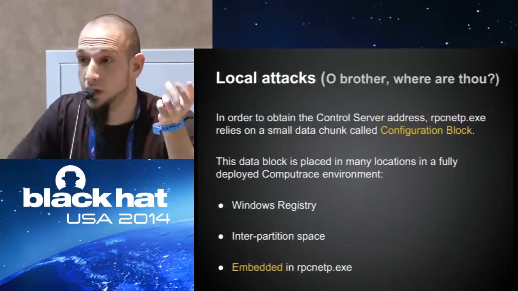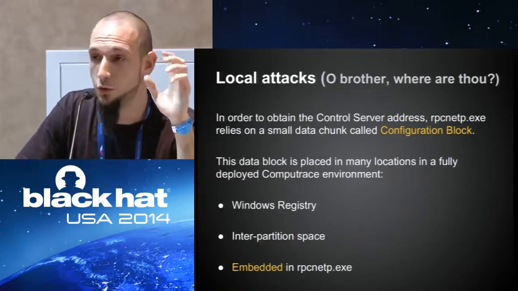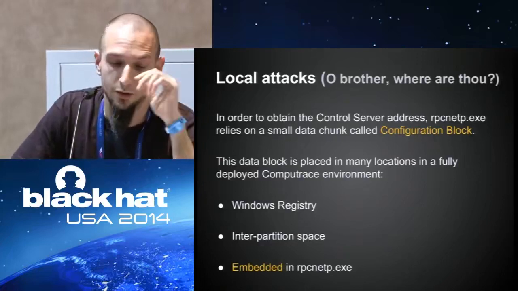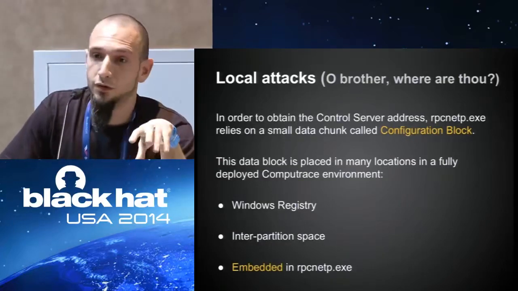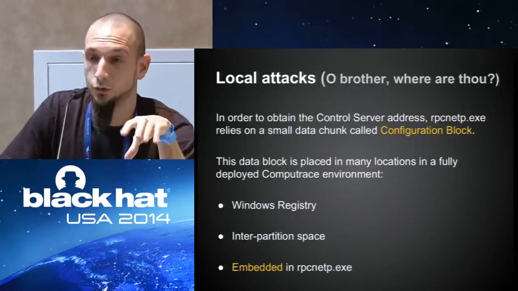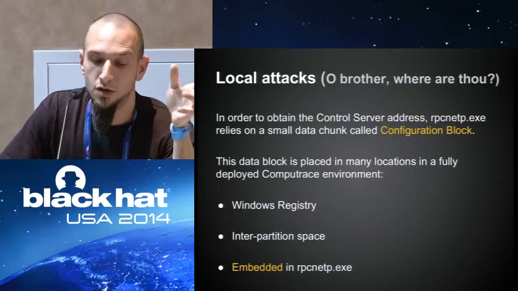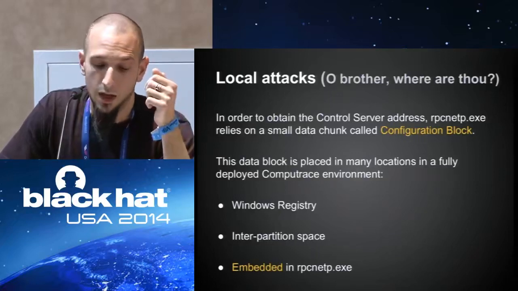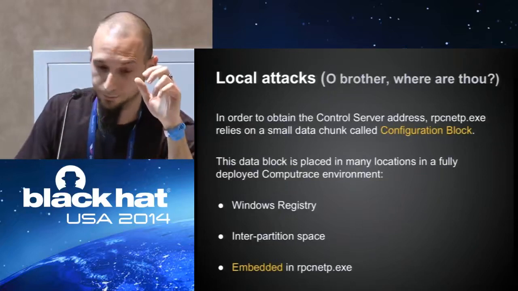So how does RPCNetP know where it has to connect to? Well, it relies on a configuration block. There is a small binary block that could be located in several places, depending on the context. In the case of a full Computrace installation, it is located in the Windows registry. And in the patent, they mentioned that it could also be located in the interpartition space, but I haven't seen it in my tests. And in the case of RPCNetP, it is embedded within the binary.